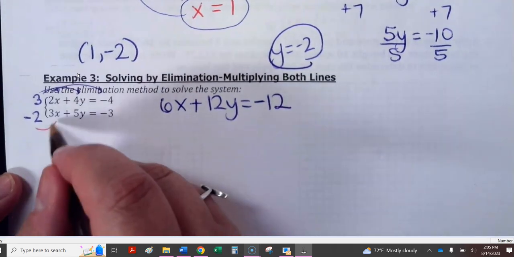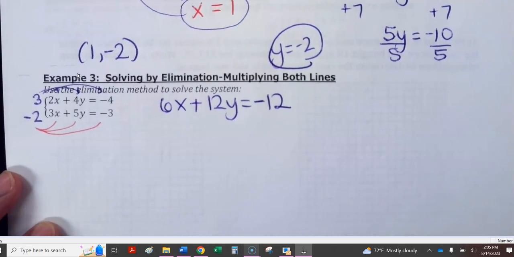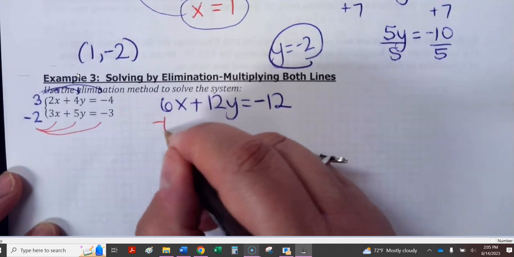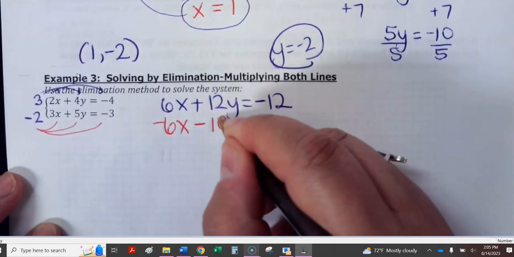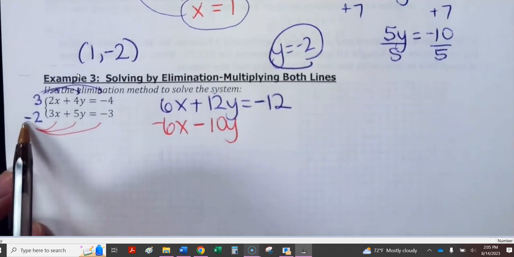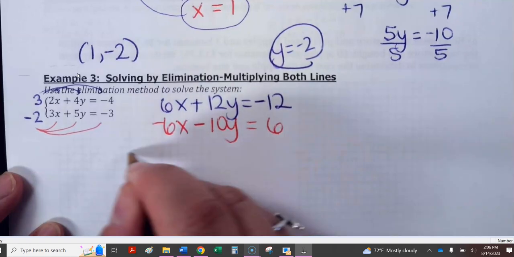Now I'm going to run a negative 2 through everybody in the second row. This is going to allow us to get rid of our x's. So negative 2 times 3 is going to give us negative 6x. Negative 2 times 5 is going to give you negative 10y. And negative 2 times negative 3, negative times negative is going to become positive, so this will be 6.